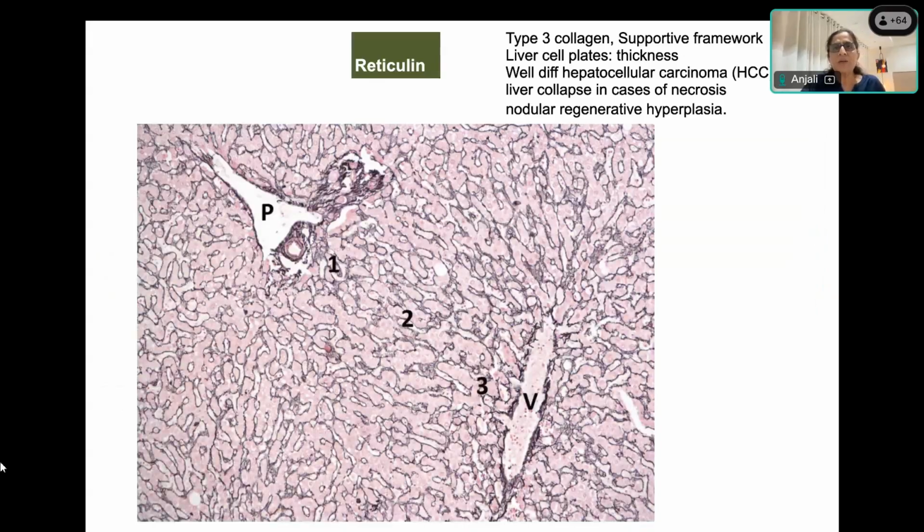This reticulin gives the supportive network, and it has a little more advantage over Masson's trichrome because it tells you liver cell thickness. As I said earlier, liver cell cords are single cell thick. Whenever you have regenerating hepatocytes, you have double or triple cell thickness. It is also important in collapsed liver parenchyma, in NRH, and well-differentiated hepatocellular carcinoma.